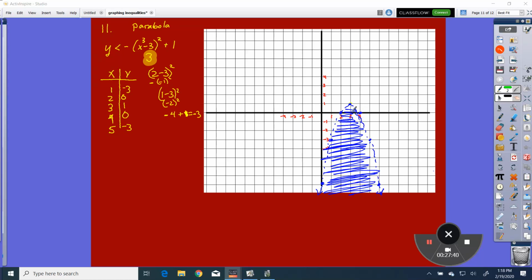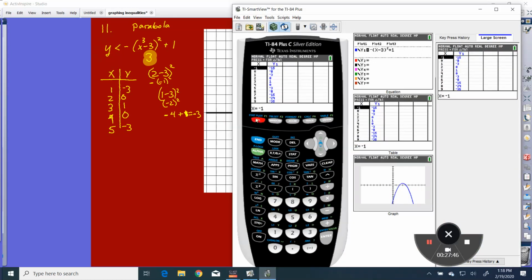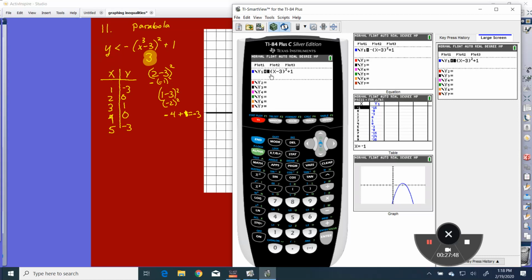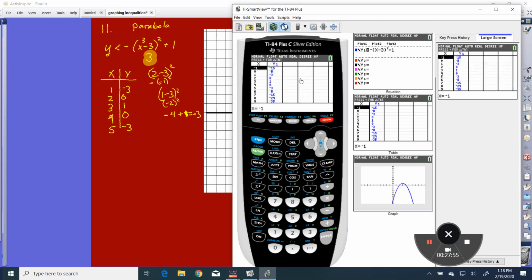So anyways, this parabola should look like this. Okay, you can go to your calculator, type it in, y equals negative parentheses x minus 3 squared plus 1. Hit second graph. That'll generate the table. See, there's the 3, 1, 2, 0, 4, 0. So that generates the table.